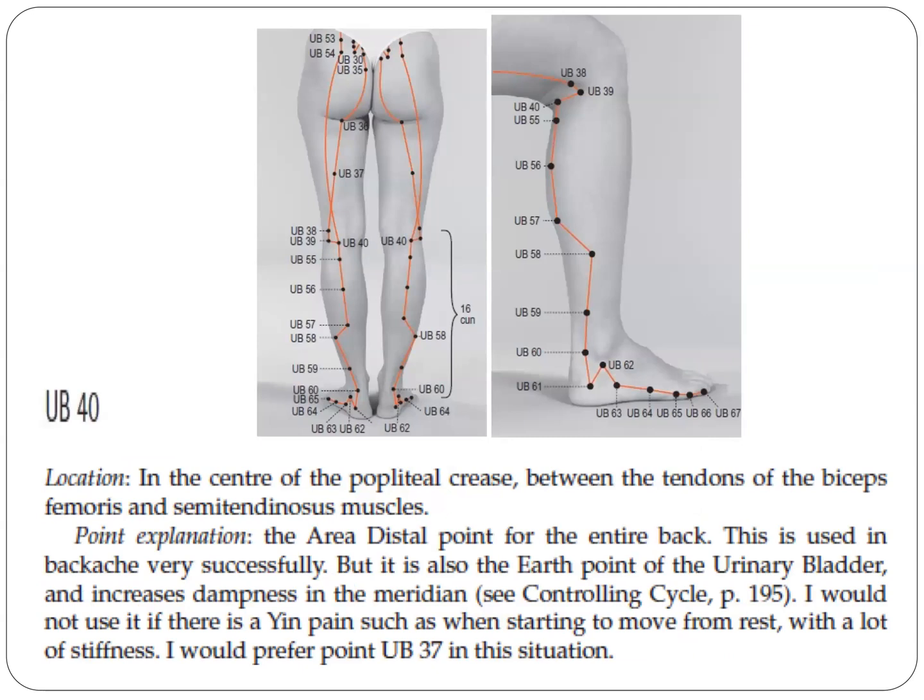UB40 naman, ang location is in the center of the popliteal crease between the tendons of the biceps femoris and semitendinosus muscle. Okay? Point explanation, the distal point for the entire back. This is used in backache very successfully, but it is also the earth point of the urinary bladder and increases dampness in the meridian. So, see controlling cycle po.